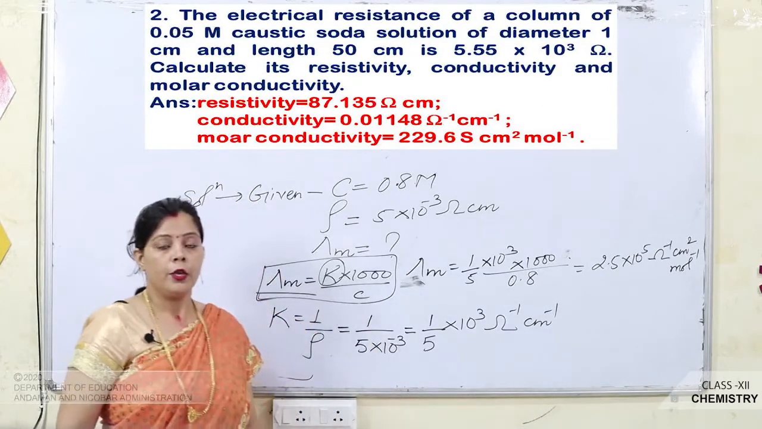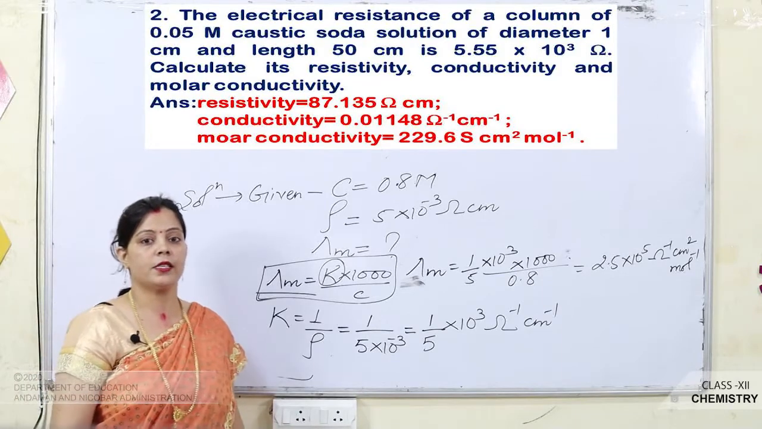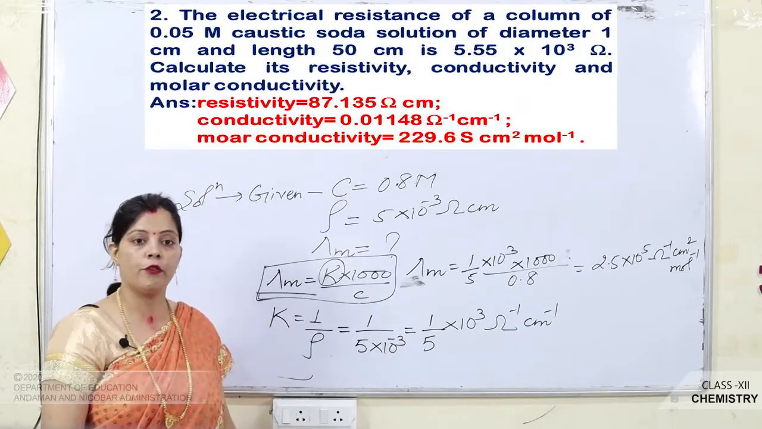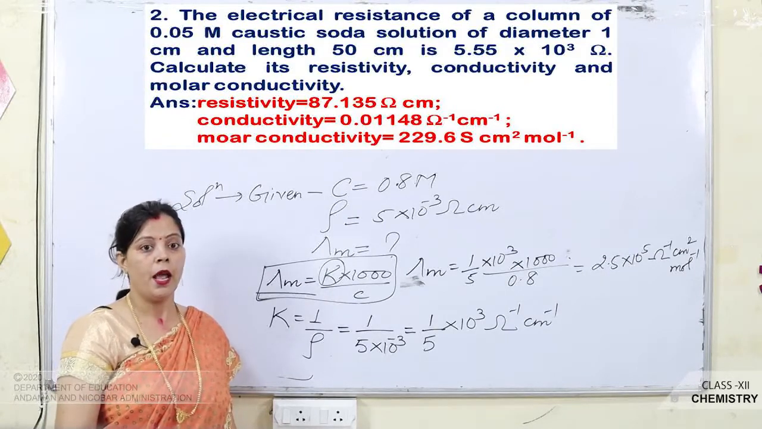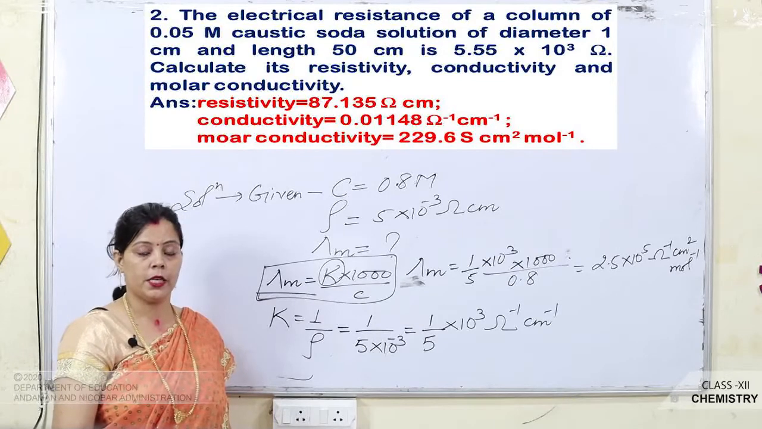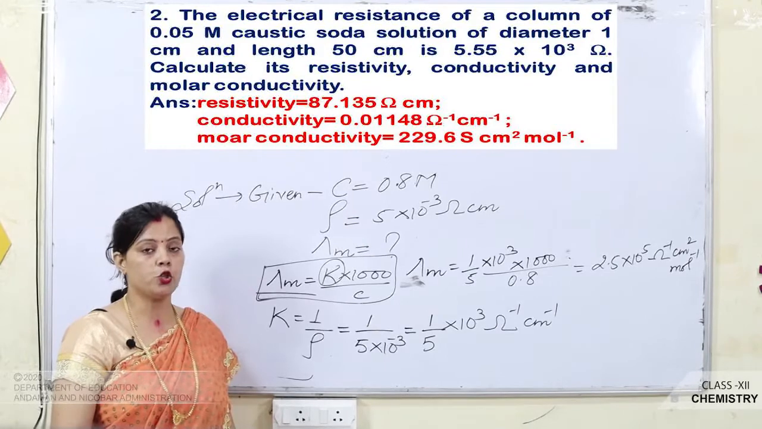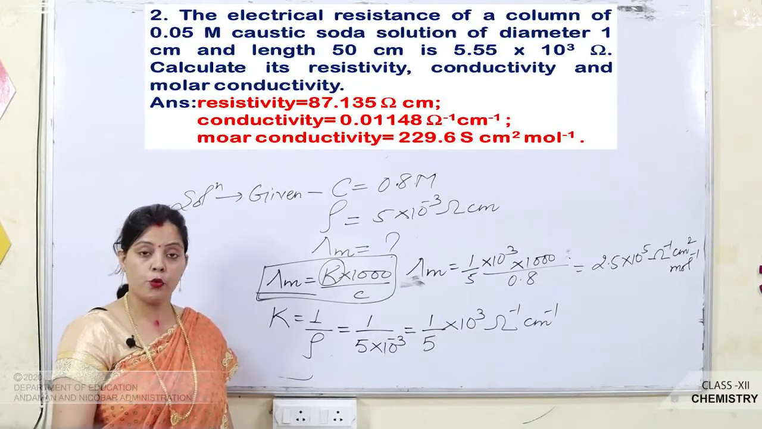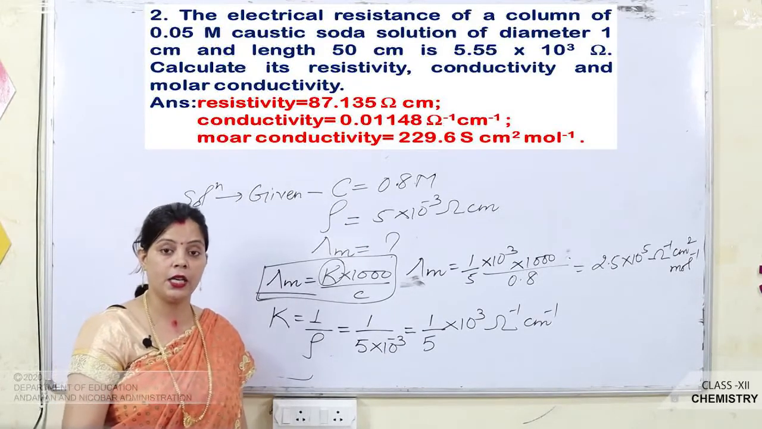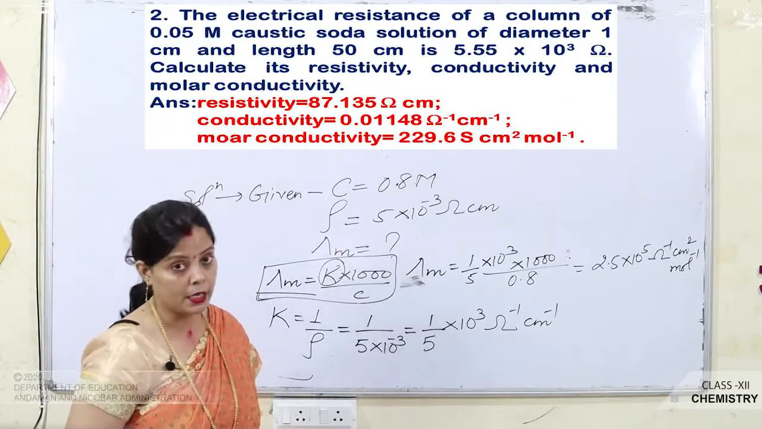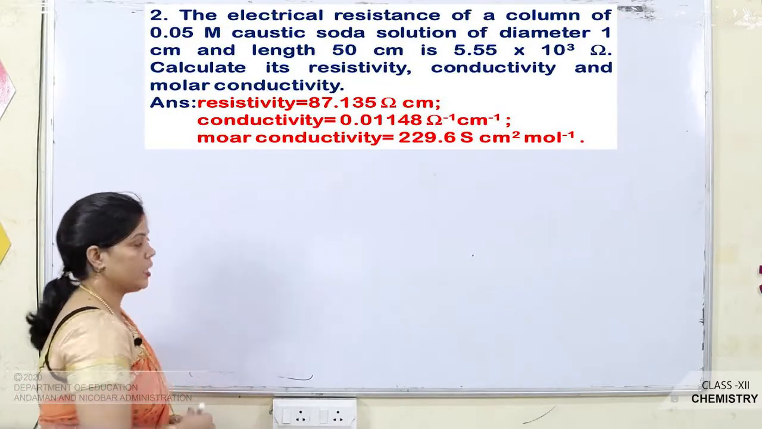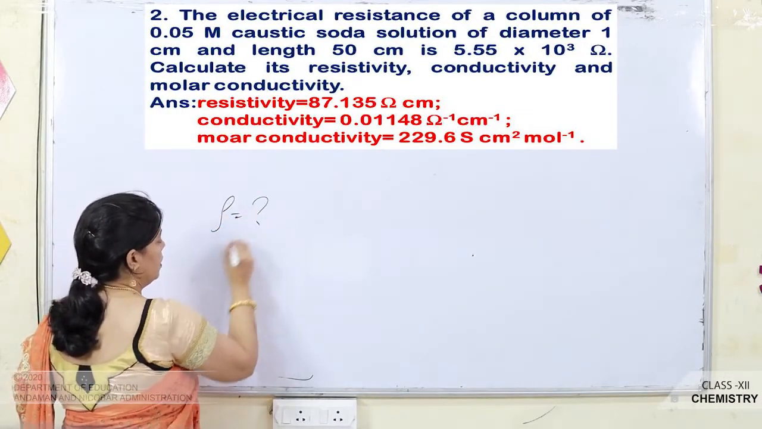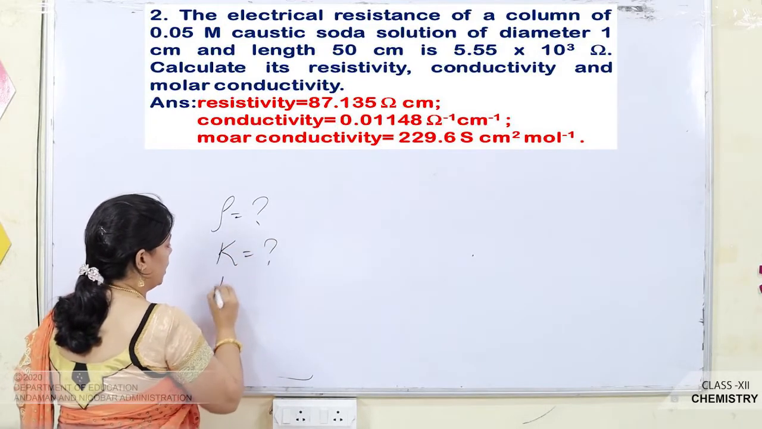This is the numerical. You see here the electrical resistance of a column of 0.05 molar caustic soda solution of diameter 1 centimeter and length 50 centimeter is given, that is 5.55 into 10 to the power 3 ohm. So in this you have to calculate the resistivity, conductivity and molar conductivity. Now children, I would like to give you some hints on how you can solve this problem.